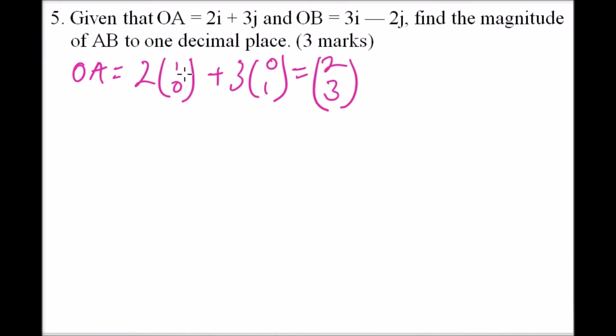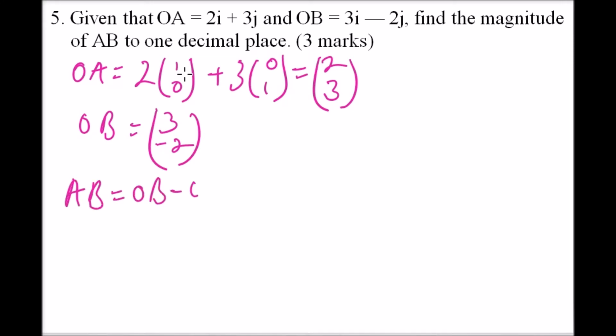You do the same to OB, and you just replace i and j. So our OB will be 3, minus 2. From there we get AB is equal to OB minus OA. So that is equal to, our OB will be 3, minus 2, and our OA is 2, 3.